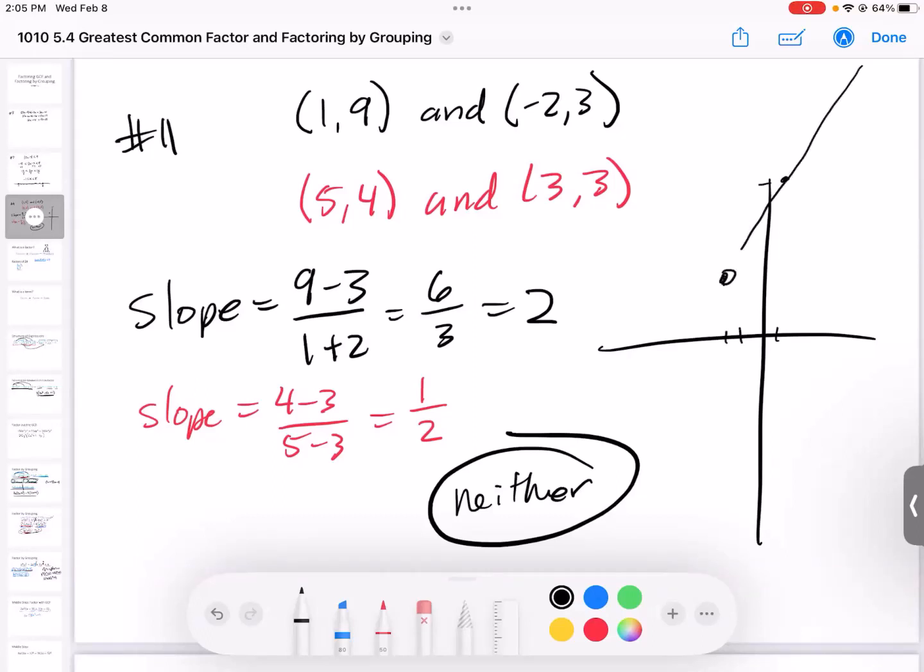So you've got this line for the black line. And then for the red line, you have 5, 4, which is going to be approximately here. And 3, 3 is right here. Again, that's just a really rough sketch. You can kind of see that they're obviously not parallel, and they're also not perpendicular. And the reason why they're not perpendicular is because one of them would have to be negative in order to be perpendicular. So that's number 11.